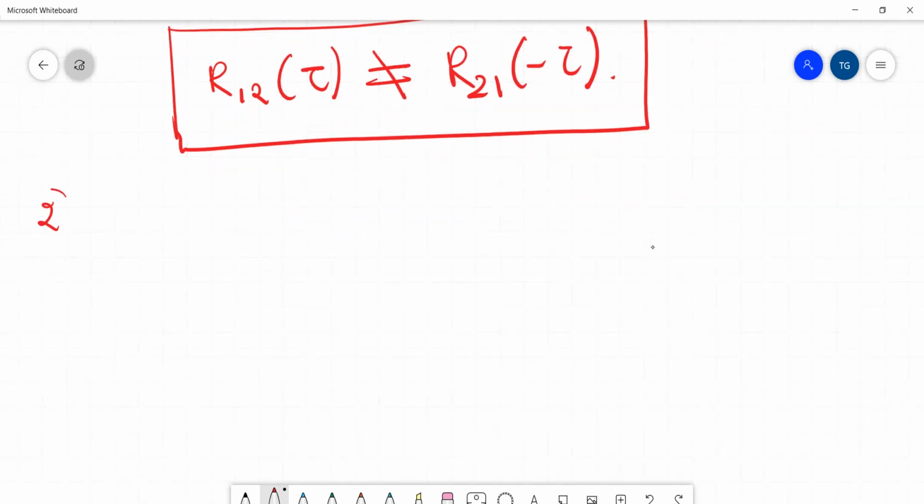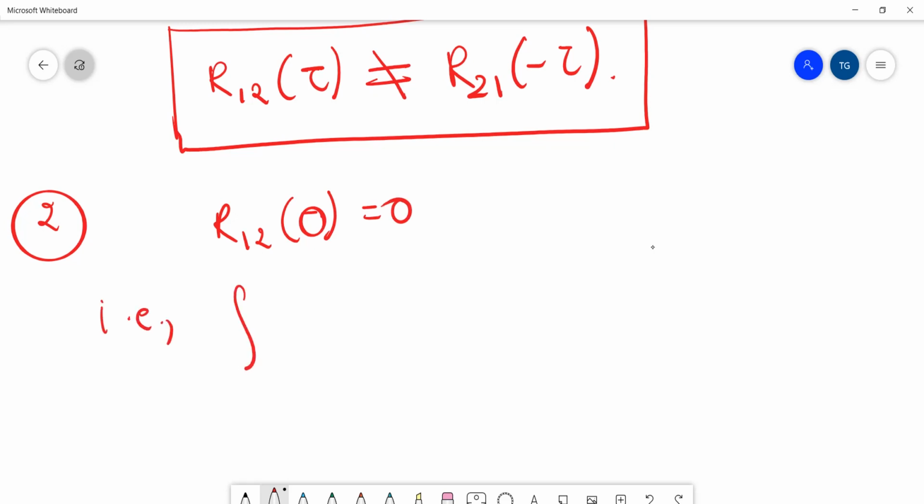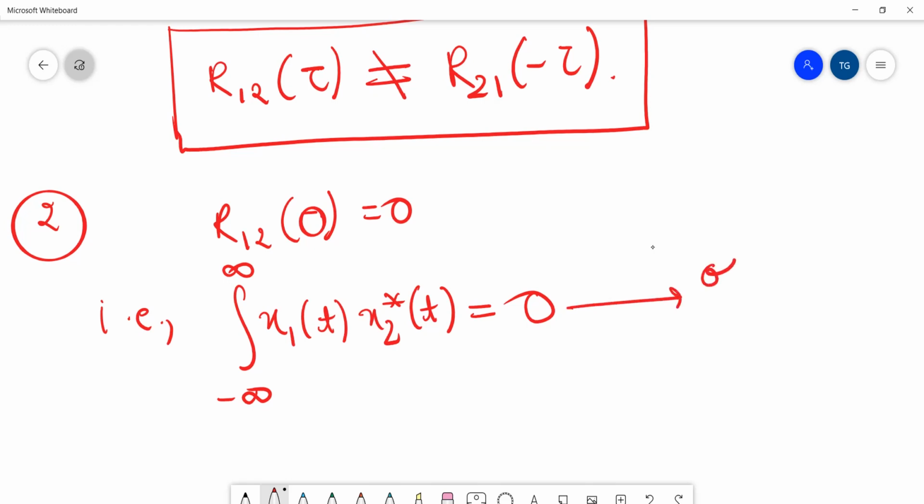The second property is, when R12 of 0 is 0, what does that mean? That is nothing but the integration from minus infinity to infinity of x1 of t complex conjugate of x2 of t, with tau as 0, so there is nothing left. If it is 0, then x1 of t and x2 of t are said to be orthogonal over the entire time period. So these are orthogonal to each other. So this is my second property.